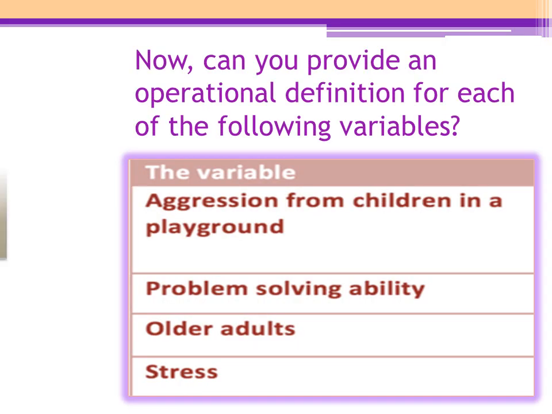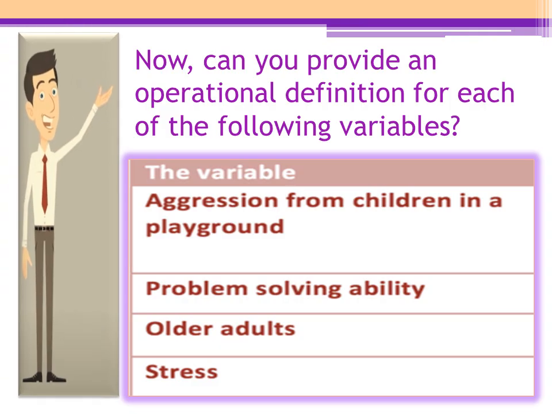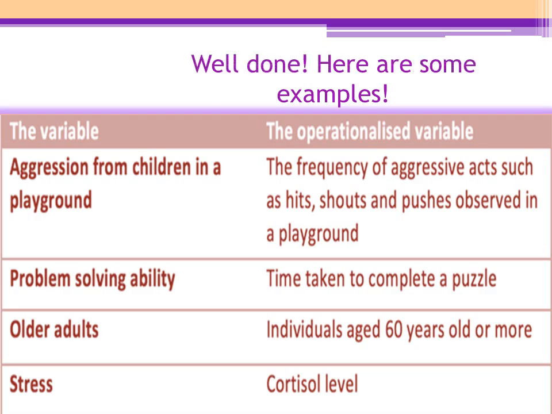Now, can you provide an operational definition for each of the following variables? Aggression from children in a playground, problem-solving ability, older adults, stress. Well done!